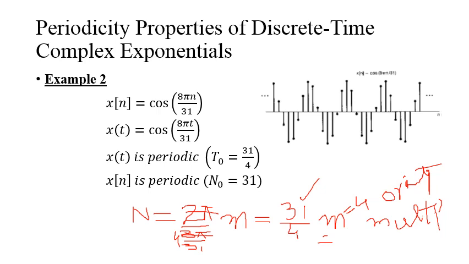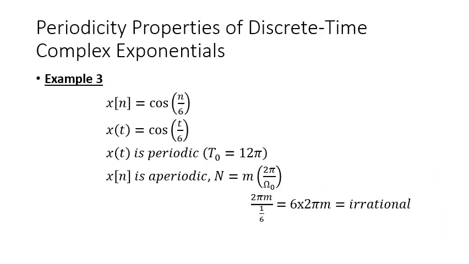Whereas for the continuous time signal, dividing 2 pi by this frequency results in a period which is 31 by 4. This is a positive value, so it is periodic, whether it's rational or irrational. But in the case of discrete time, the necessary condition is that the period must also be an integer.